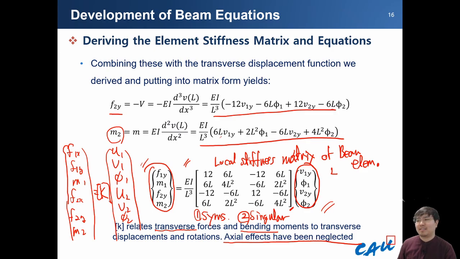But I think you guys can easily obtain this local stiffness matrix. It is because you already know that the axial effect follows the truss element, and the transverse or bending movement follows the beam equation. That means you can easily combine these two structures in one FEM equation.